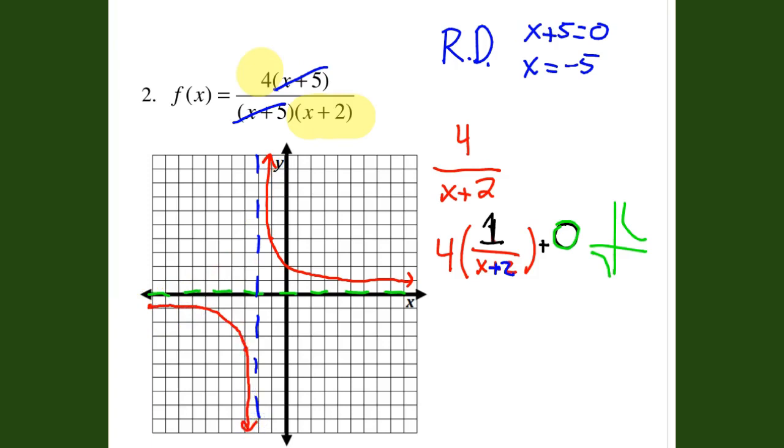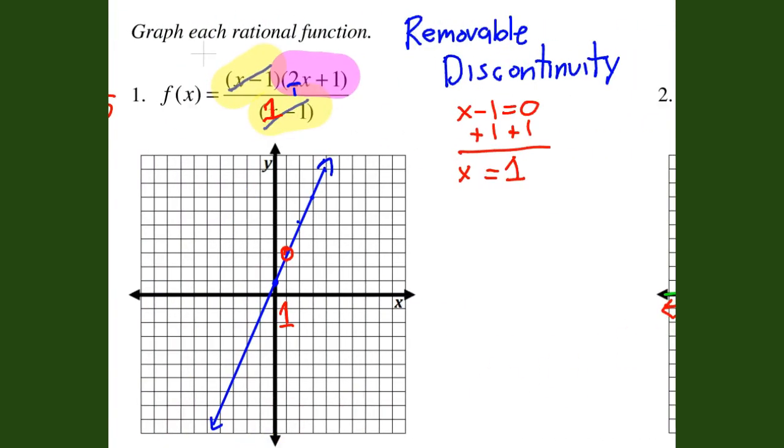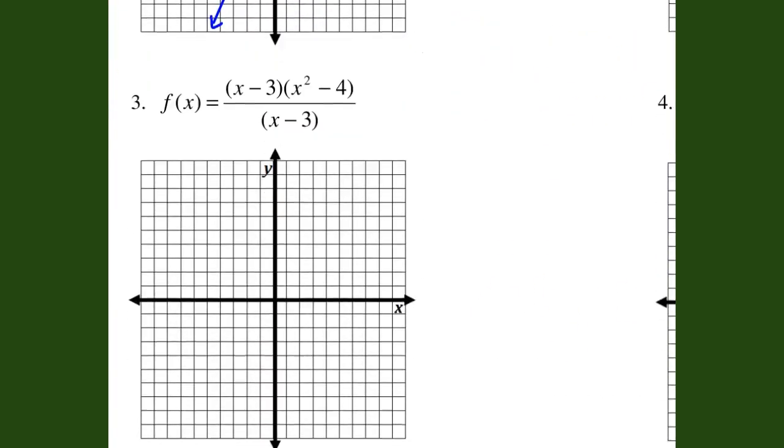And we have a removable discontinuity at x equals -5. So x-axis, -1, -2, -3, -4. Here's -5, which means right here should be an open circle. Let's go back down, see here, number 3.